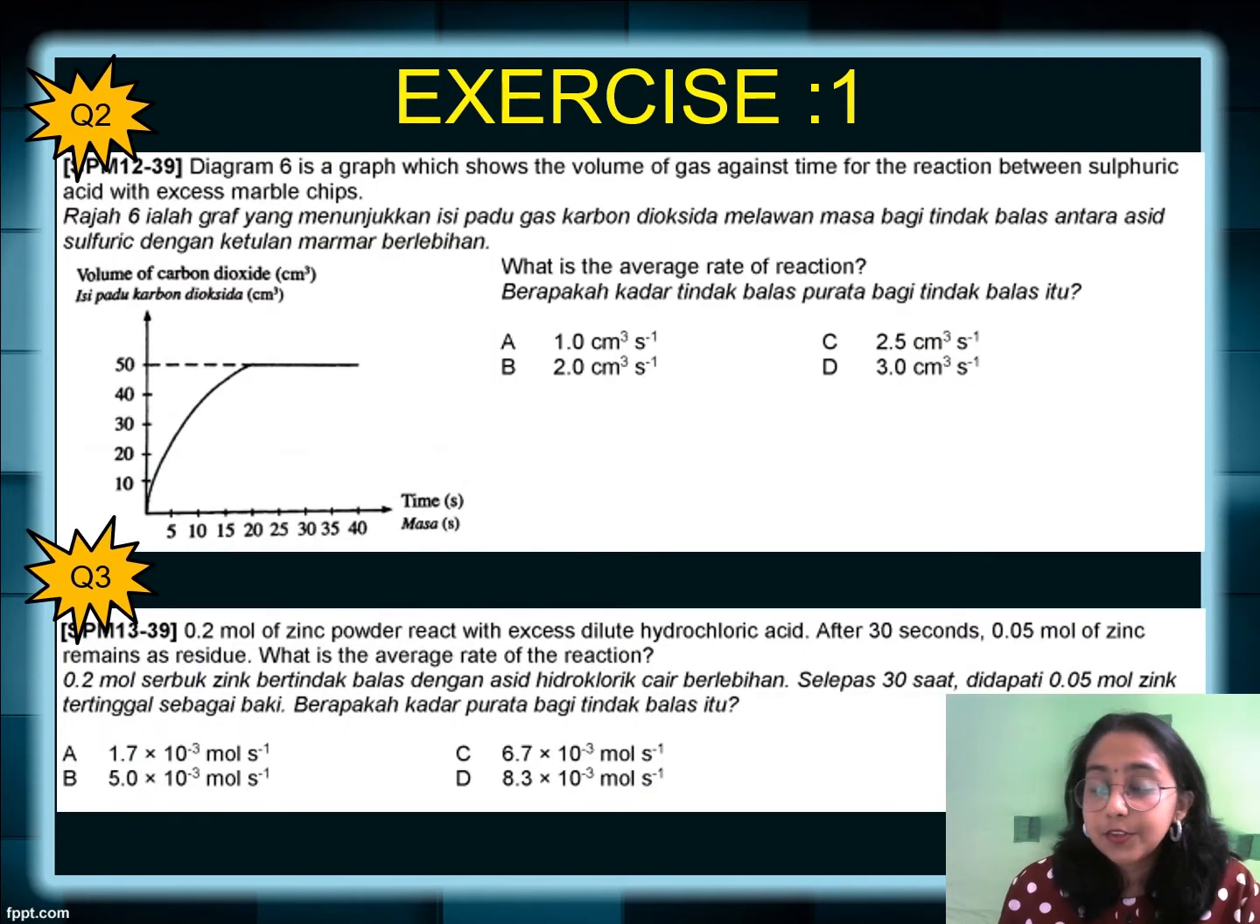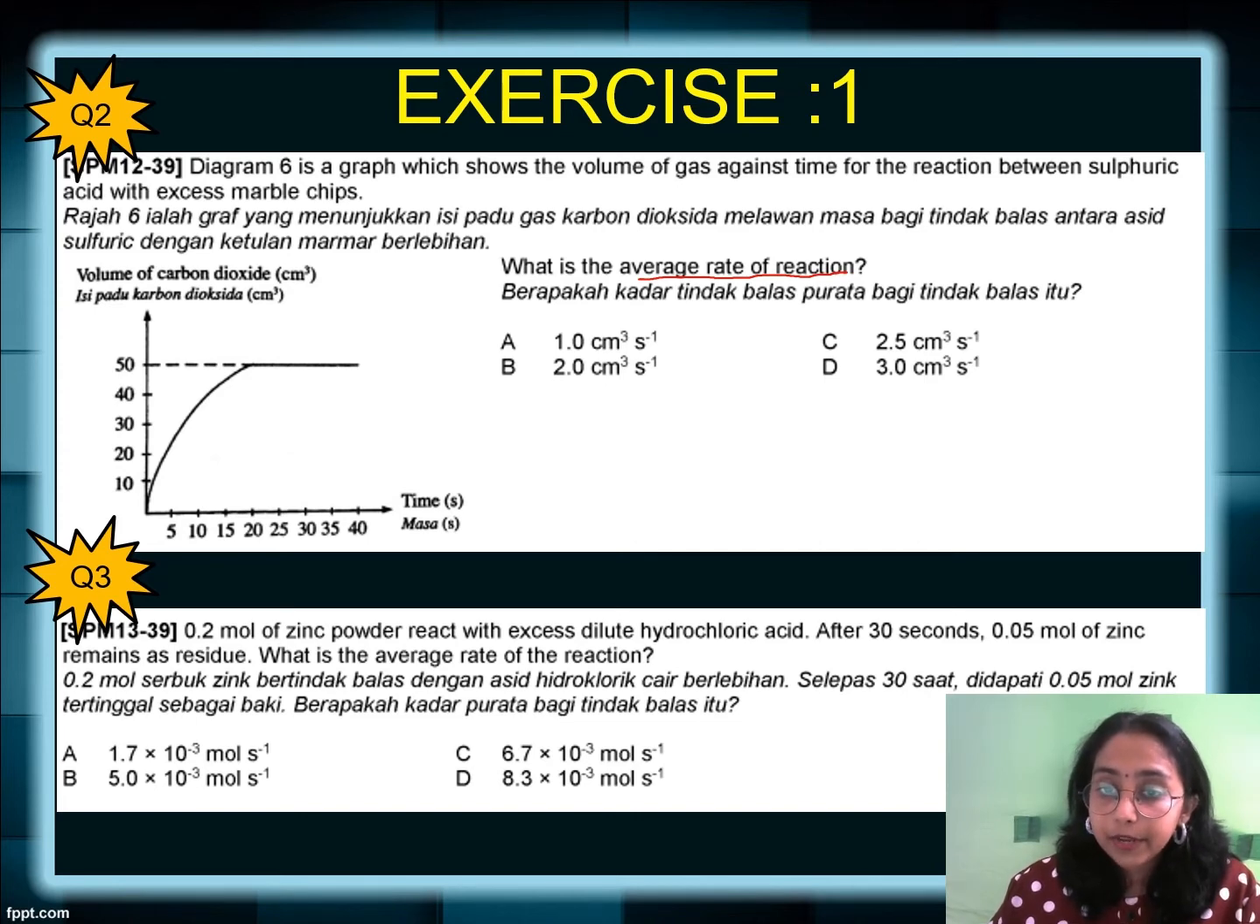Okay, let's try on the second question now. They have given you the data in the form of graph. So the question here, find out the keyword. What is the average rate of reactions? Now they didn't mention whether it's overall or what, but they just say what's the average rate of reaction. When they ask for average rate of reaction, that means they are focusing on the overall.